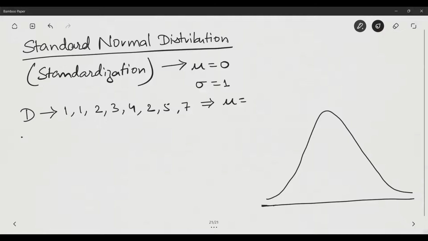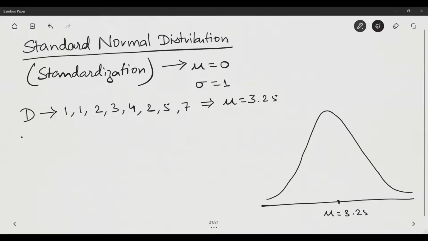So 1 plus 1 is 2, 2 plus 2 is 4, 4 plus 3 is 7, 7 plus 4 is 11, 11 plus 2 is 13, 13 plus 5 is 18, 18 plus 7 is 25. Counting the values: 1, 2, 3, 4, 5, 6, 7, 8. So 25 divided by 8 is 3.25. So my mu is nothing but 3.25.